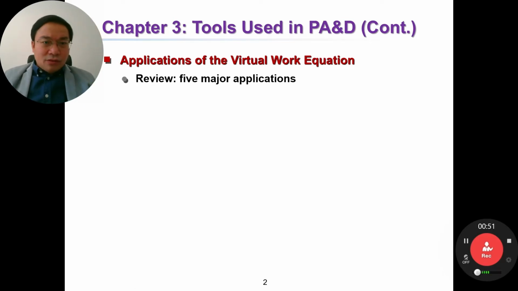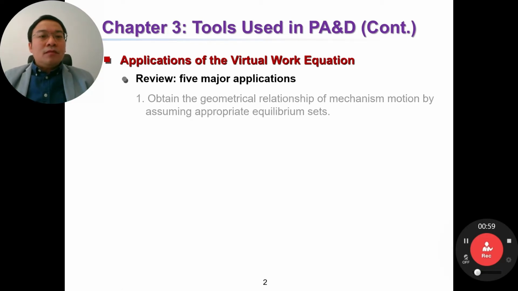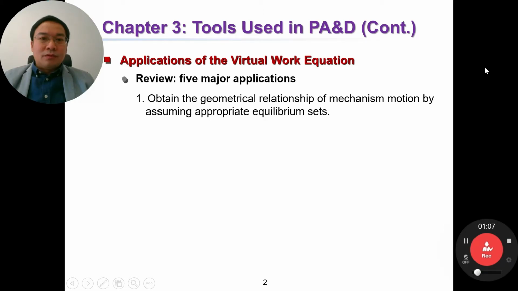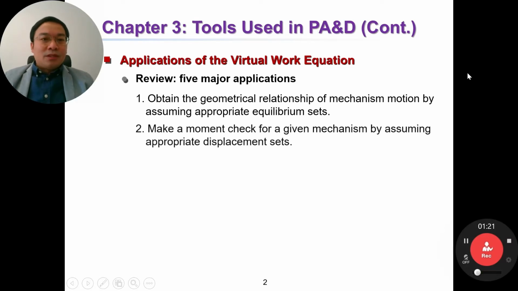Let me make a review of the 5 major applications of the virtual work. As we already mentioned, the virtual work can be used to obtain the geometrical relationship of mechanism motion by assuming the appropriate equilibrium set. The second application is to make a moment check for a given mechanism by assuming the appropriate displacement sets.